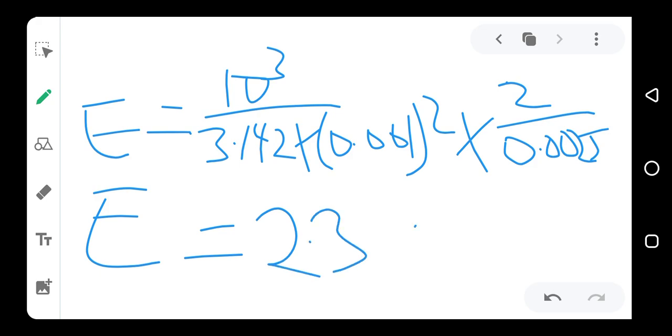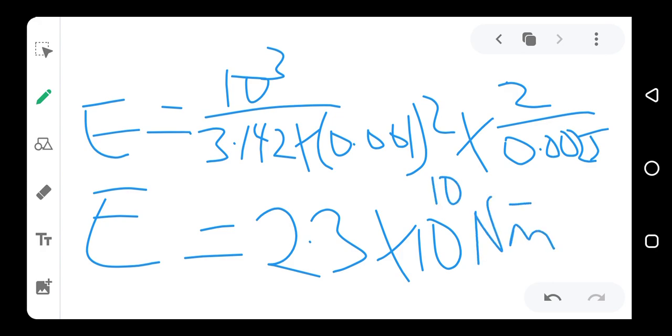We are now going to have 2.3 times by 10 raised to power 10 Newton per meter squared. So this is what we are going to get as the answer, approximately. So this is how to calculate this.